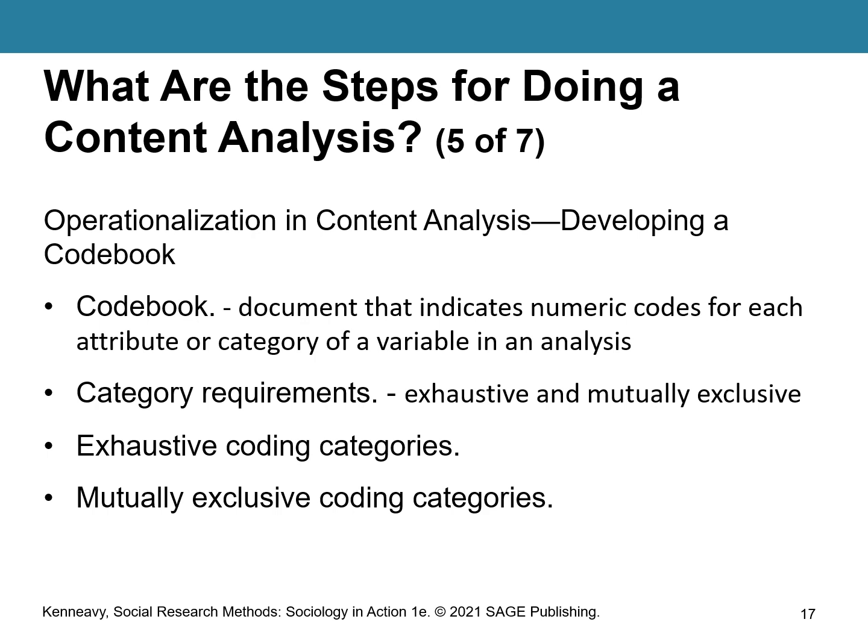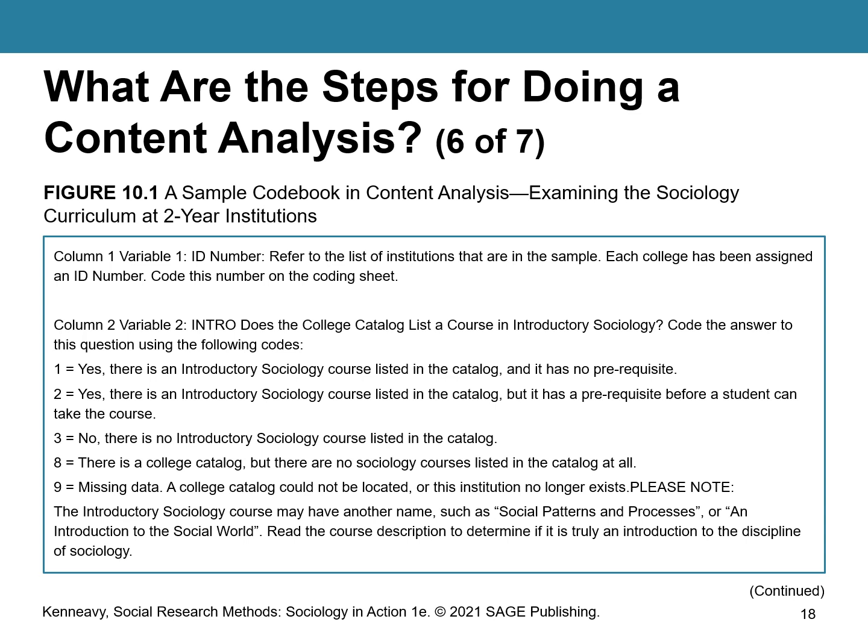When operationalizing variables and creating a code book, the categories should be exhaustive and they should be mutually exclusive. Exhaustive coding categories cover all the possible cases that apply to that variable. Mutually exclusive coding categories are ones that do not overlap. You want them to be separate, not overlapping. And here we have, again, a sample code book in a content analysis examining the sociology curriculum of a 2-year institution.